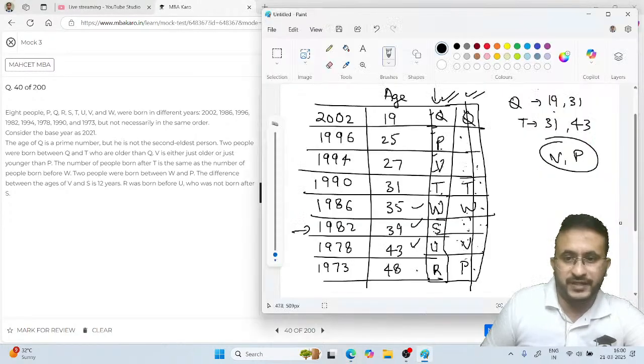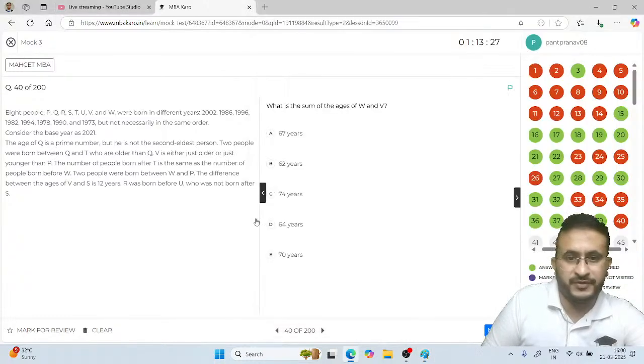W and V, sum of ages. W is 35 and V is 27. Sum of ages is 62.